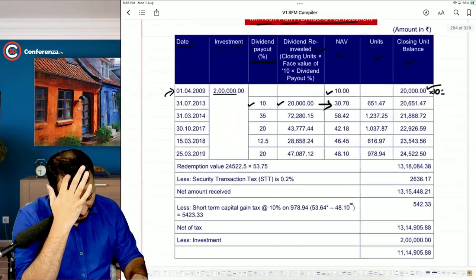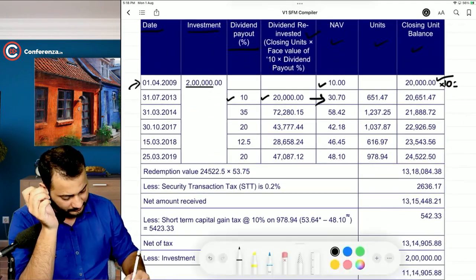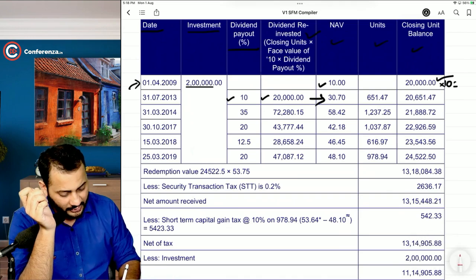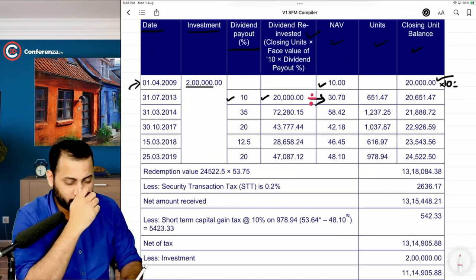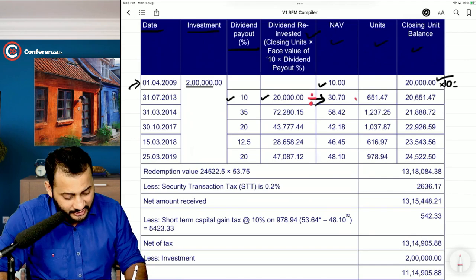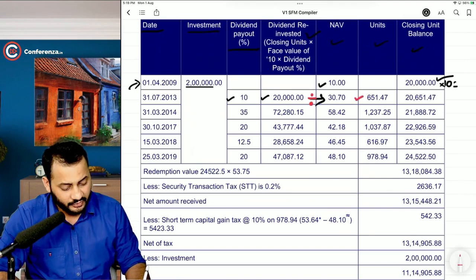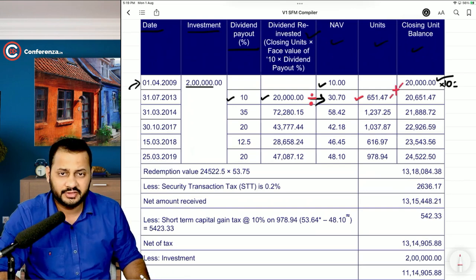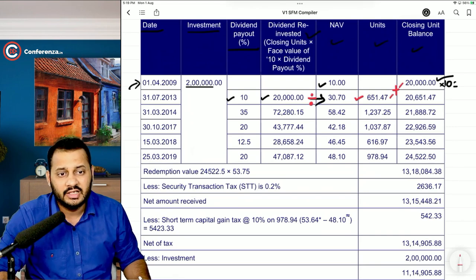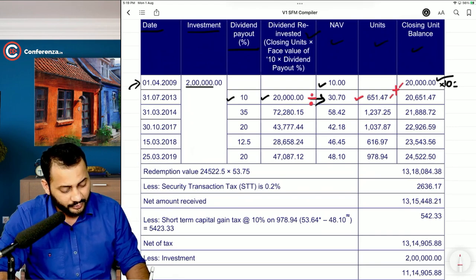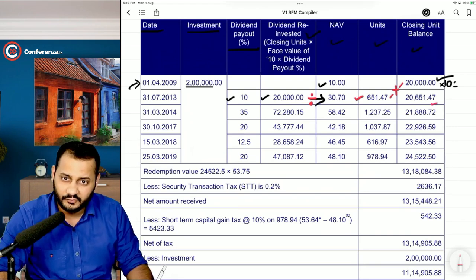Now 30.70 is the NAV. So 20,000 divided by 30.70 will give you the additional units that you are getting. So from this date onwards, you will be having 20,000 plus 651.47, that is 20,651.47 number of units, right?